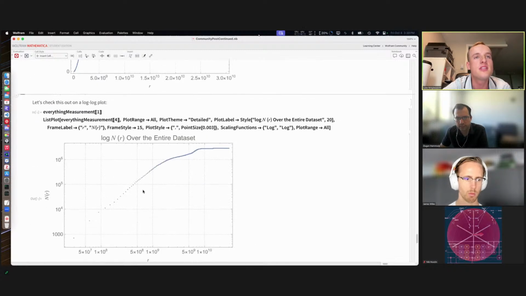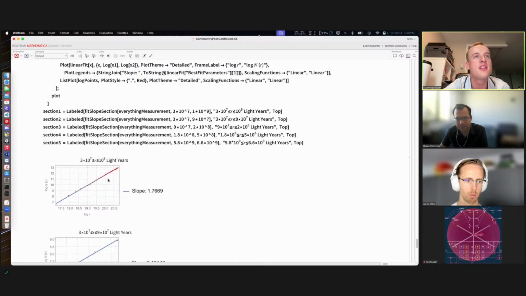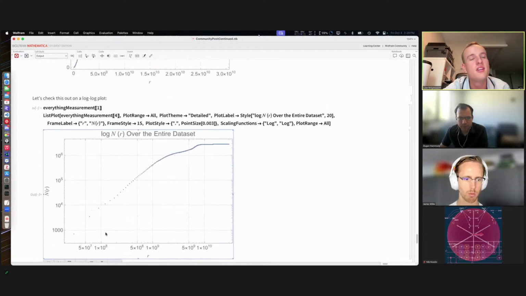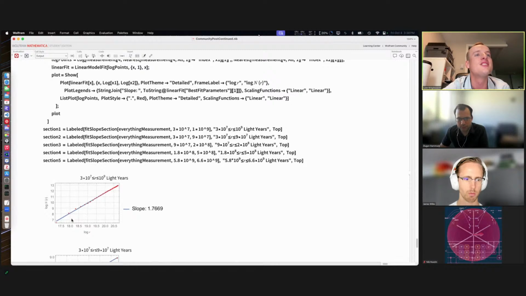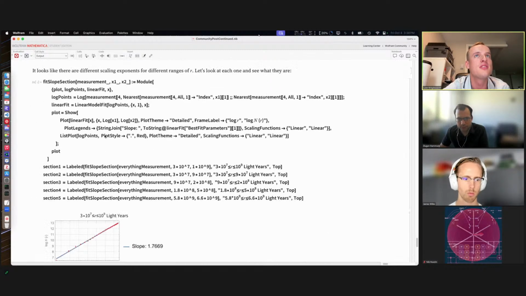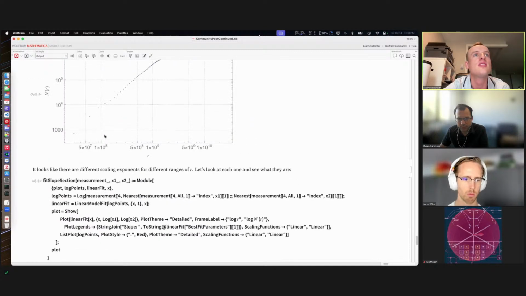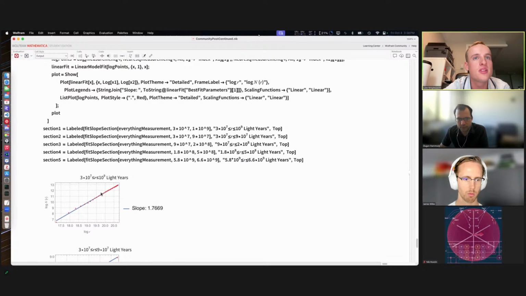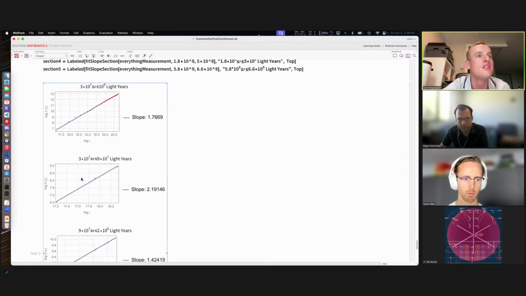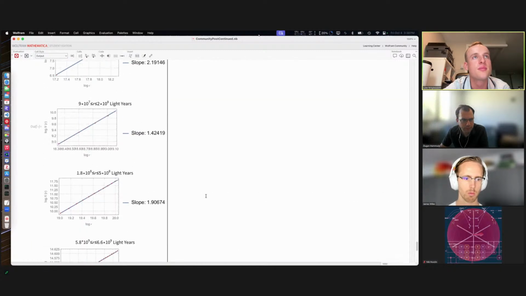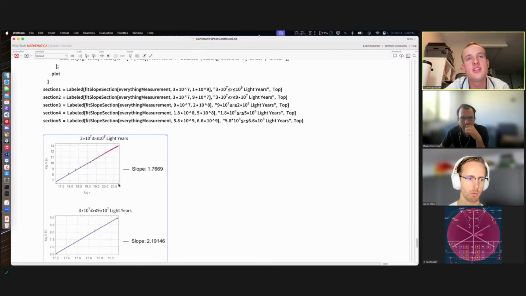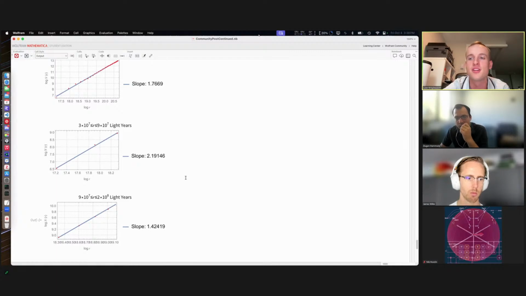And then I looked on a log plot again, and it looks almost linear. So I decided to try and fit lines just to different sections of this plot, and got some very strange results. This is from the earliest part of the plot. You get a slope of like 1.8, 2.2 as you go up the plot. But I wouldn't take these results too seriously. It was just for fun.